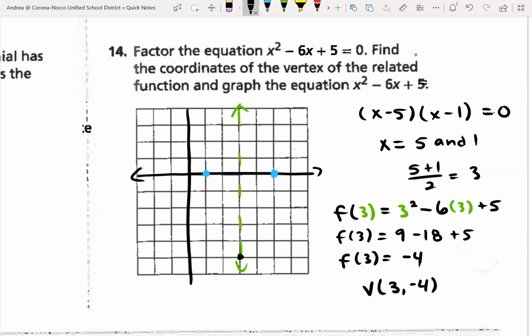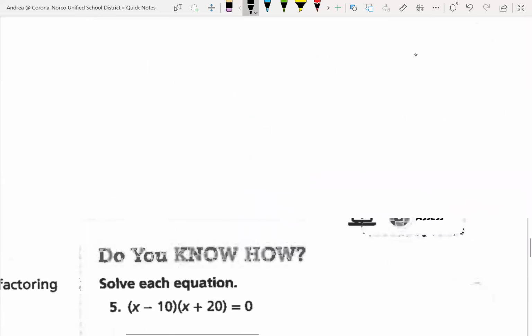I can find more points by using my a value. The a value is 1, so up 1 over 1, then up 3. Oopsie, I graphed too low, right? I graphed negative 5. That did not work out. 1, 2, 3, 4. There we go. And then that is my parabola. Any questions over that? We're all good? Okay, going back to that other page.